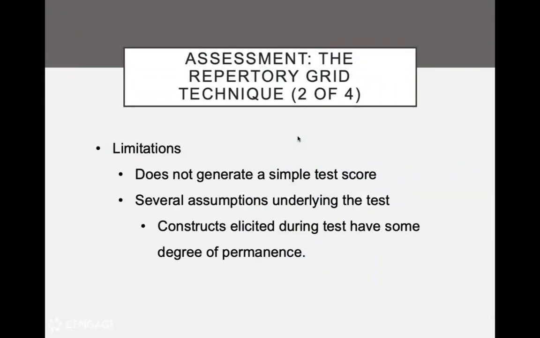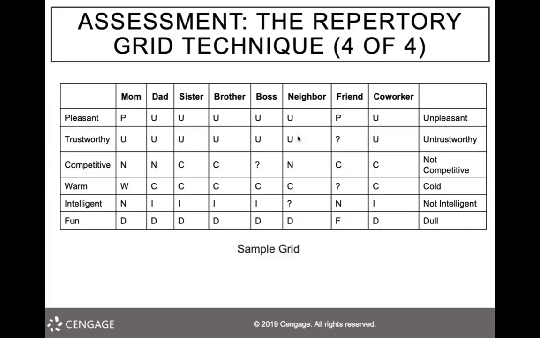So the limitation of this approach is that it does not generate simple test scores. It's under the assumption that constructs during the test have some degree of permanence, right? You can always change, but it has that assumption. So again, this is another example of the grid. So your mom, dad, sister on a scale of pleasant, unpleasant, trustworthy, untrustworthy. These are all the constructs through which you assess these people. Pleasant, trustworthy, competitive, warm, intelligent, fun, all of these constructs.